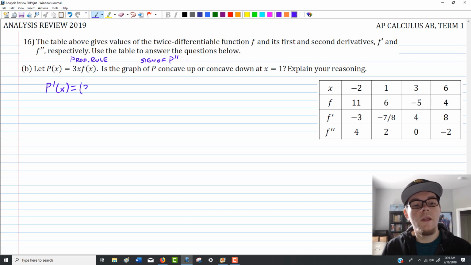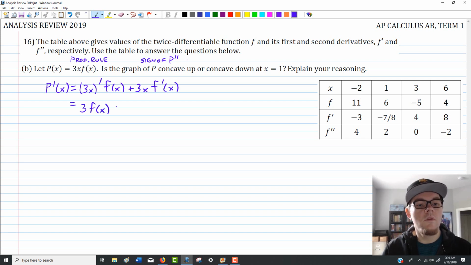p prime of x is going to be the derivative of 3x times f of x plus 3x times f prime of x. In simplifying this, we'll get 3f of x plus 3x f prime of x. So normally that would be where we'd stop. If we were talking about increasing or decreasing or something, we could literally stop right there. Fortunately, we're not. We are instead trying to figure out something about the concavity of p, which means we need to look at p double prime. So let's go differentiate one more time.